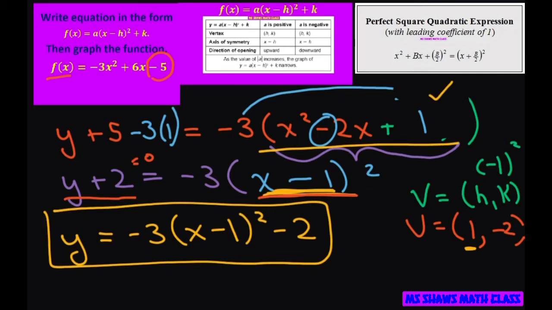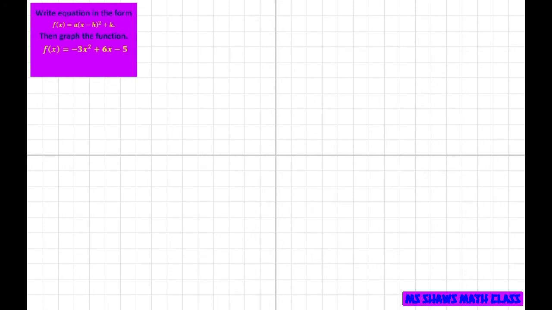Your axis of symmetry is your h portion, x equals h. So in our case, that means x equals 1. Also, I like to look at my y-intercept. That means if x is 0, those will go away, and my y will be negative 5. So our vertex is at 1 comma negative 2. Right there. It's negative here, so that means it opens downward.